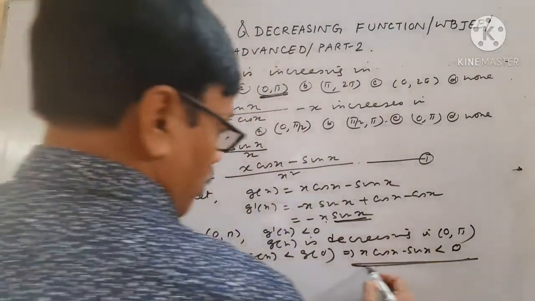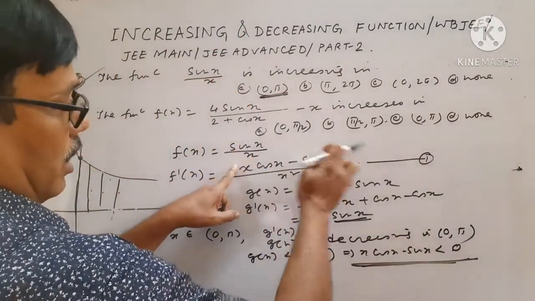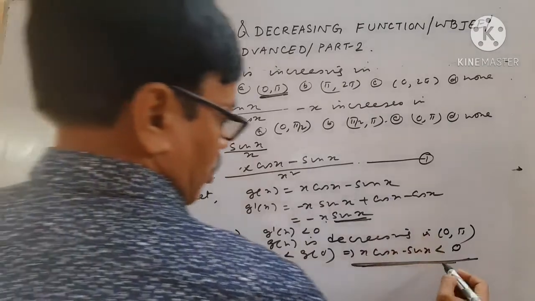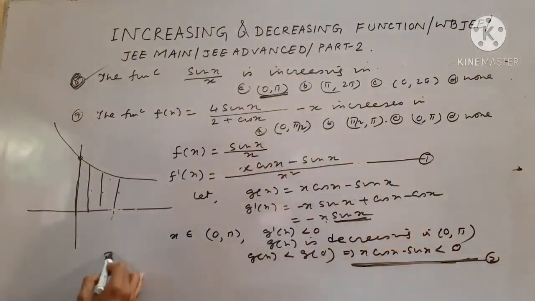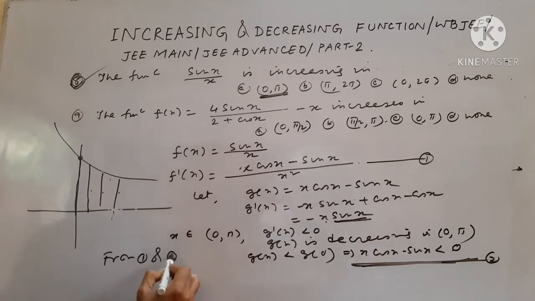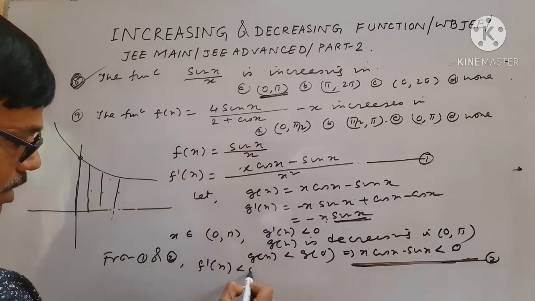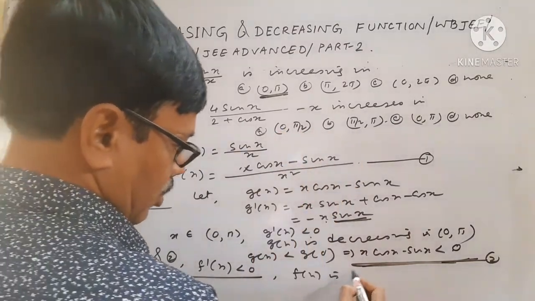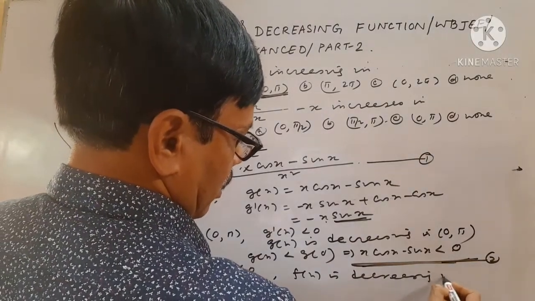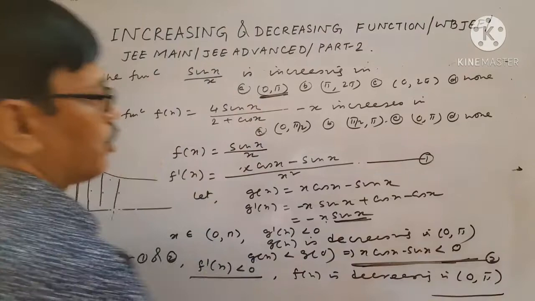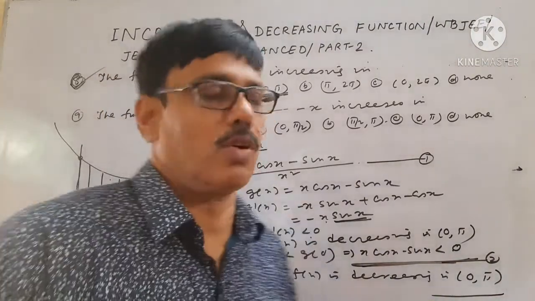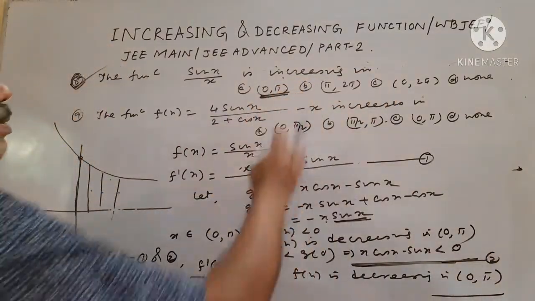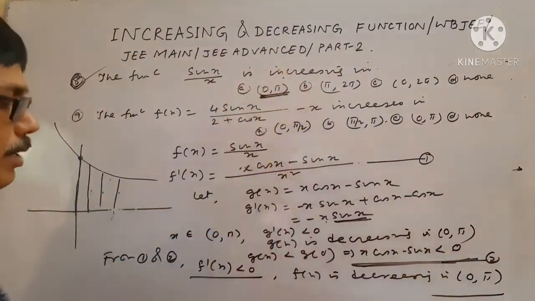So now we conclude from 1 that the numerator is negative and the denominator is obviously positive. So this is 2. So from 1 and 2 we can conclude f dash x less than 0. So this is negative, this is positive. So f(x) is decreasing in 0 comma pi. Now here it is given increasing. So if it is decreasing, then the answer will be 0 to pi.